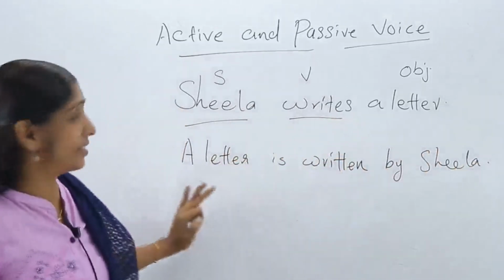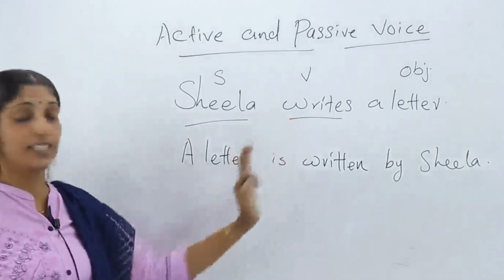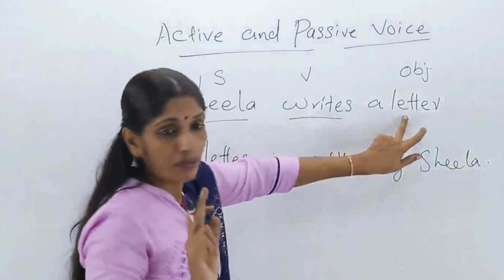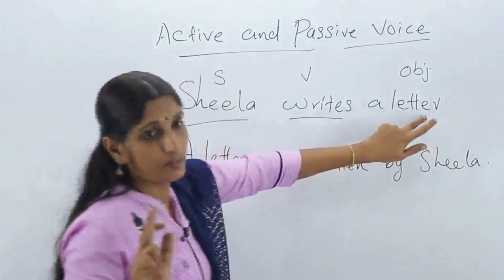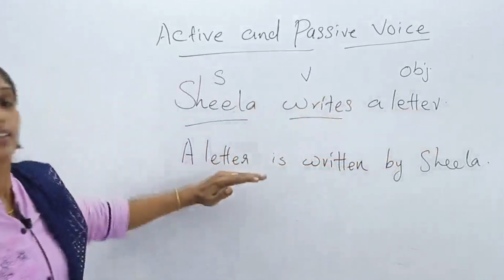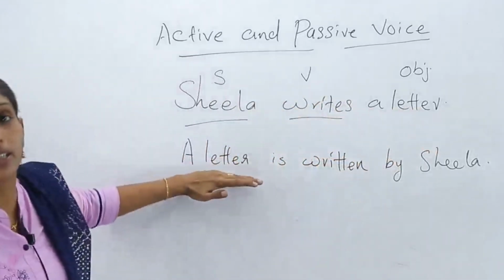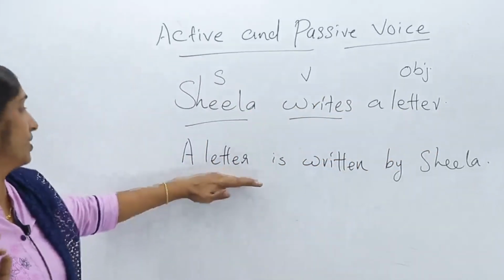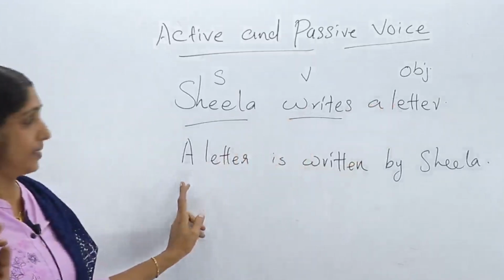How do we change this? Can you please suggest? Can you please tell me what are the changes we make here? Here, first change, please tell me. Here, the letter, the object of active sentence act as the subject of a passive sentence. Is that right? Good. A letter becomes the subject of passive sentence.